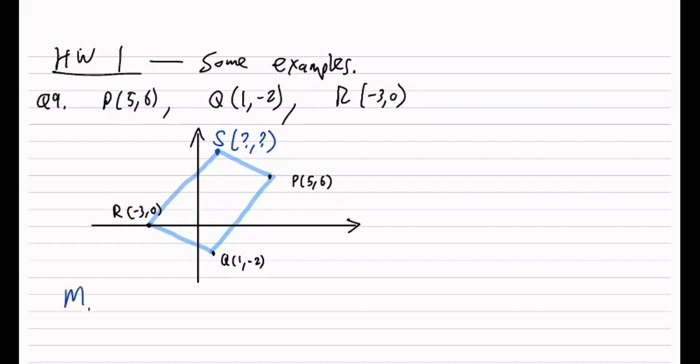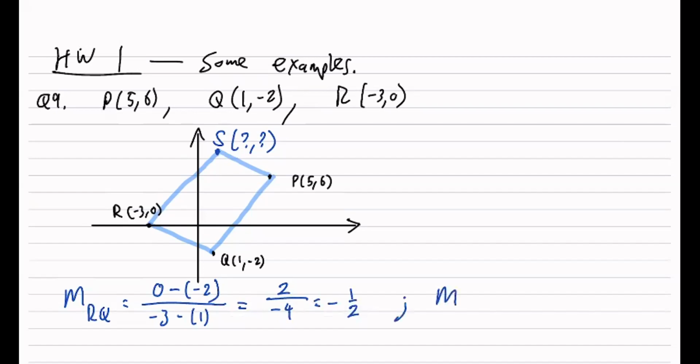So find MRQ. What's MRQ? Gradient of the line RQ. So it's just y1 minus y2 over x1 minus x2. Then you get what? +2 over -4, which is -½. How about MPQ? What would this be equal to? 6 minus -2, 5 minus 1. Answer is 8/4, which is 2.